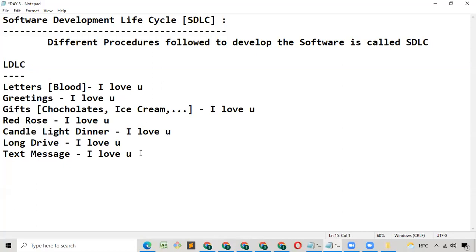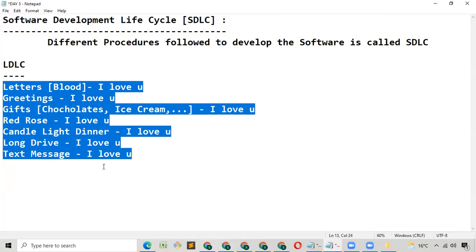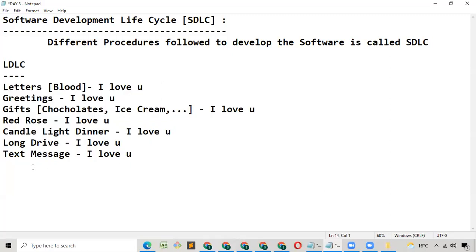See here, guys, different procedures are there when it comes to software development lifecycle. I can just tell like this under SDLC. Under software development lifecycle, there are 7 phases. Okay, sir, which are those 7 phases, sir? You only observe one by one. I'm going to write one by one.